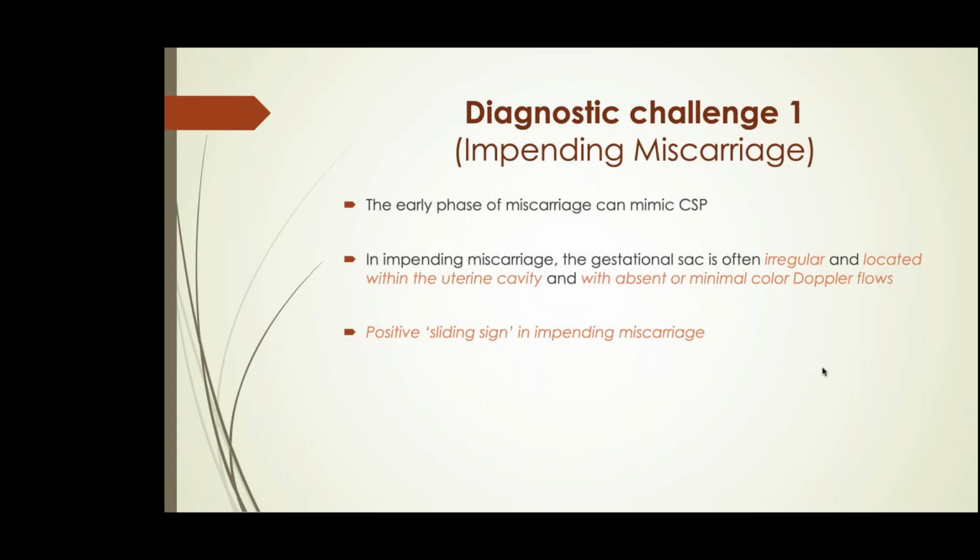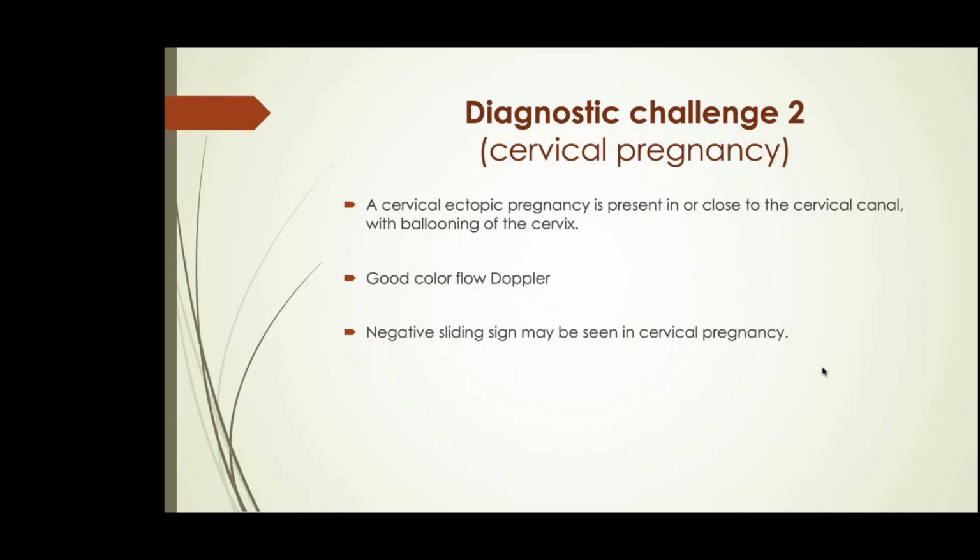And again, the positive sliding sign. So if you push against the cervix with the transvaginal probe, this sac will move up and down because it is not attached to the cesarean section scar. So it is a positive sliding sign. So this is the first one.